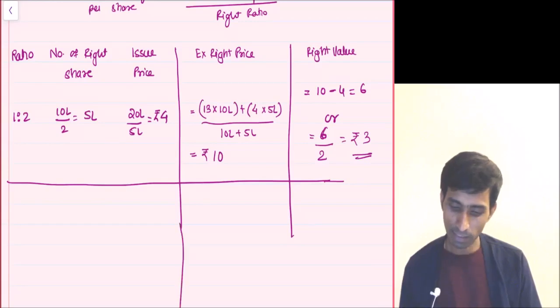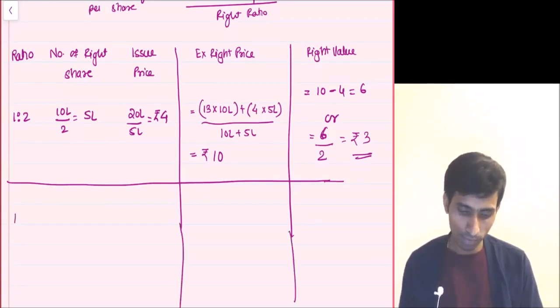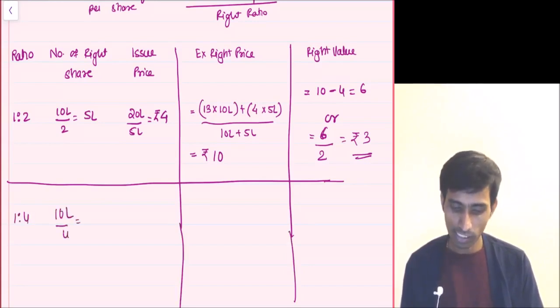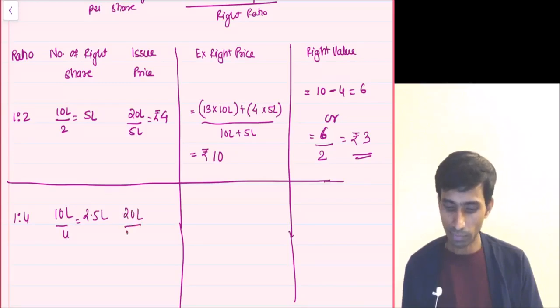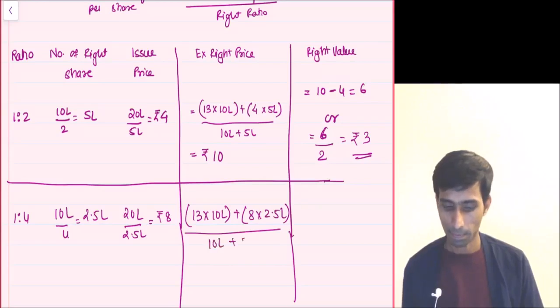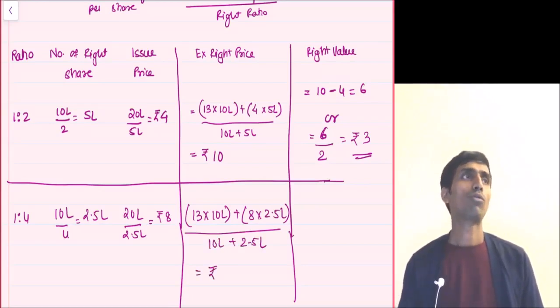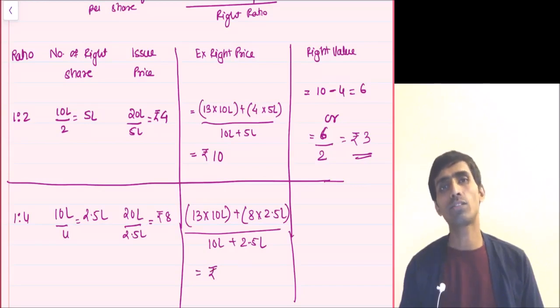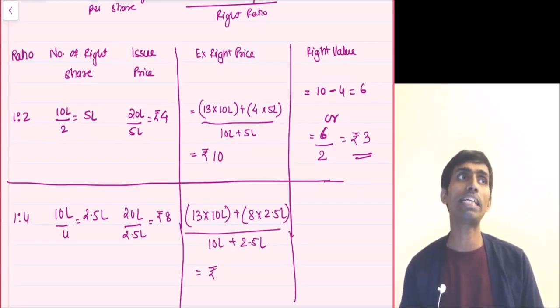Next, in the same way, try to complete the next part. 1:4. 10 lakh divided by 4 is 2.5 lakh shares I will issue, because I want to raise 10 lakhs. 20 lakh divided by 2.5 lakh means the per share price will be rupees 8. The issue price of the right issue will be 8.